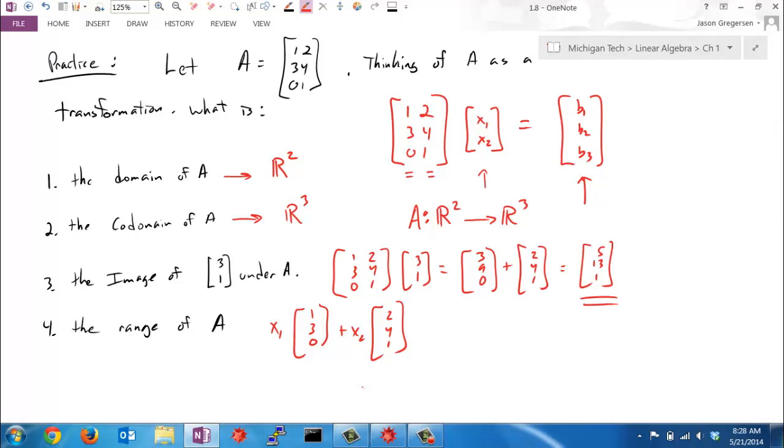Is the range going to be a point? Is it going to be a line? Is it going to be a plane? Is it going to be all of R3? What's this output going to end up being? What's the range going to be? What does this linear combination look like geometrically? Plane. So it's going to be a plane.